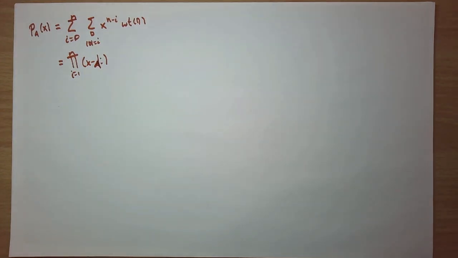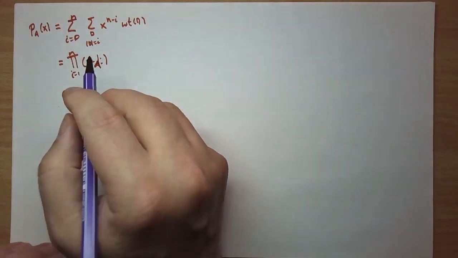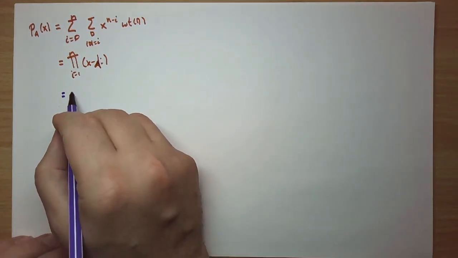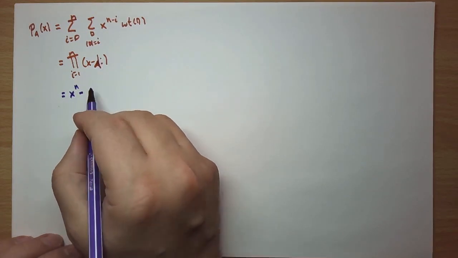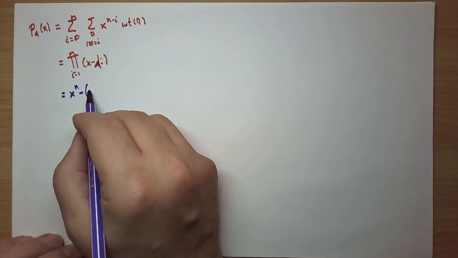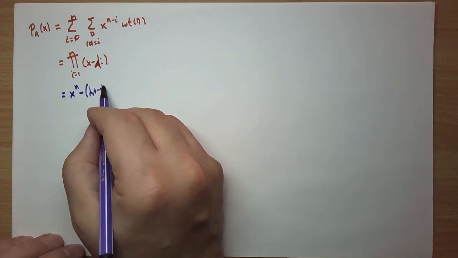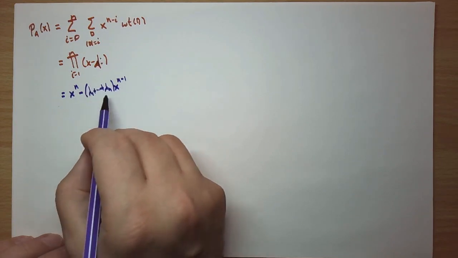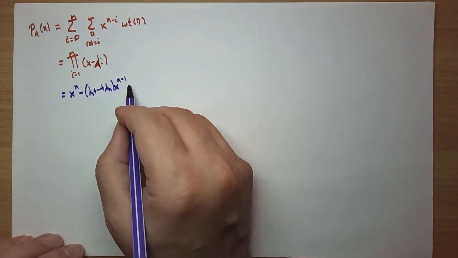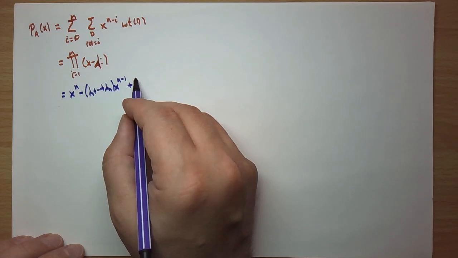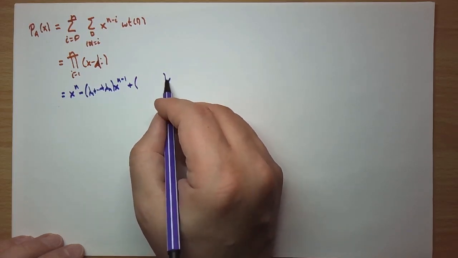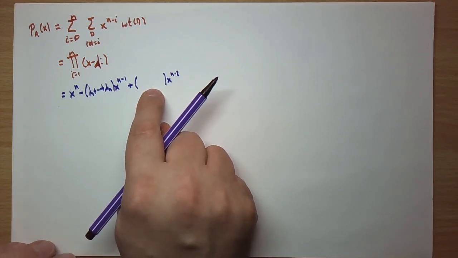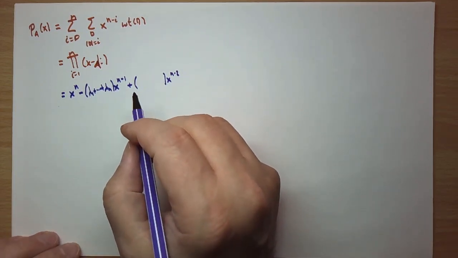So what do we see here? Well, if you expand this out, what you get is that this becomes x to the n minus, and then you have your lambda 1 plus dot dot dot plus lambda n, times x to the n minus 1. So in other words, it's your sum of your eigenvalues, plus, okay, you have something times x to the n minus 2. What goes here?